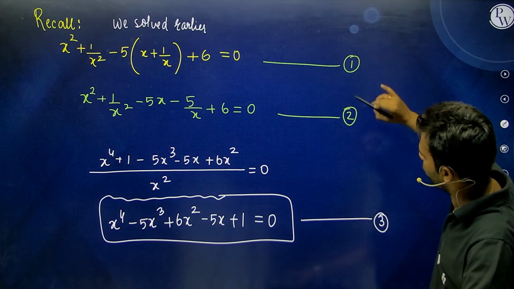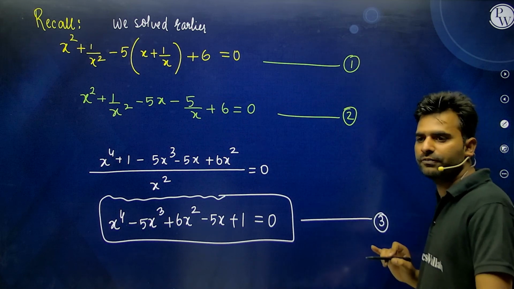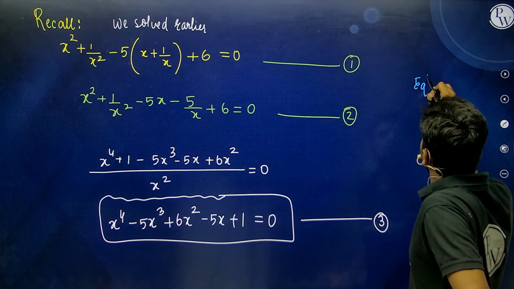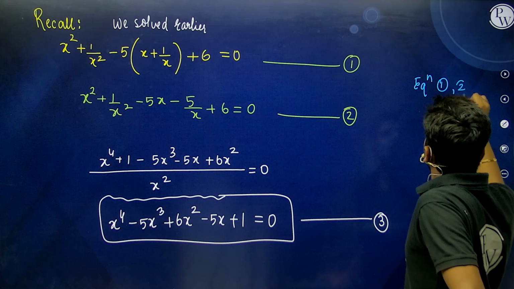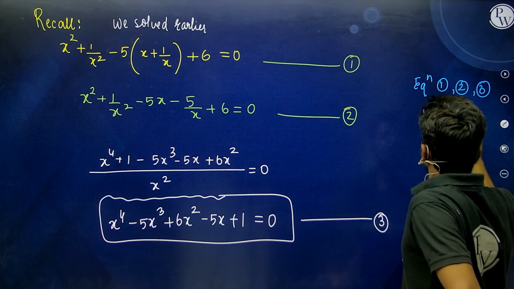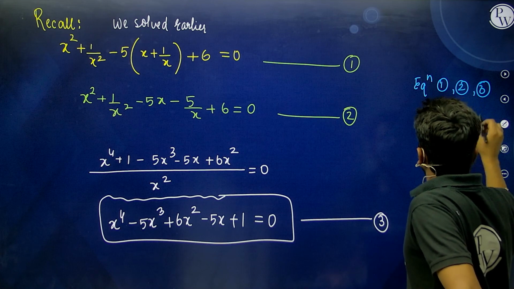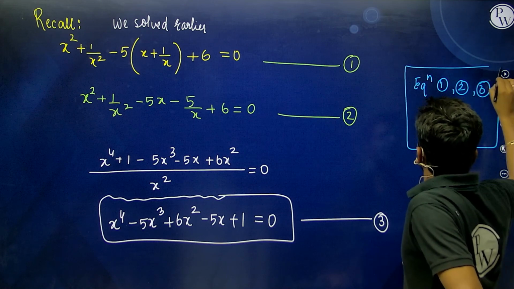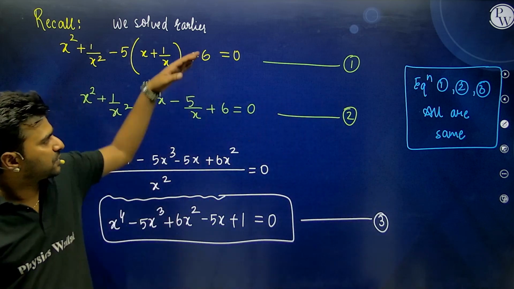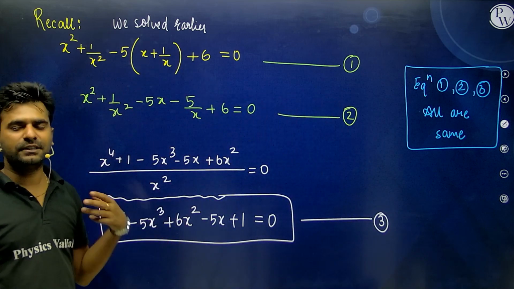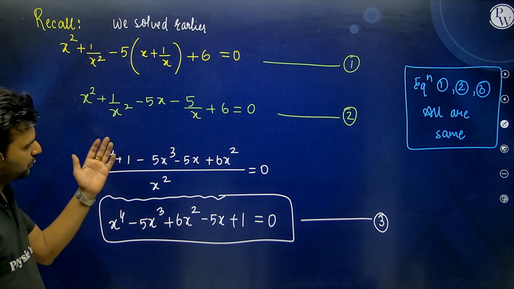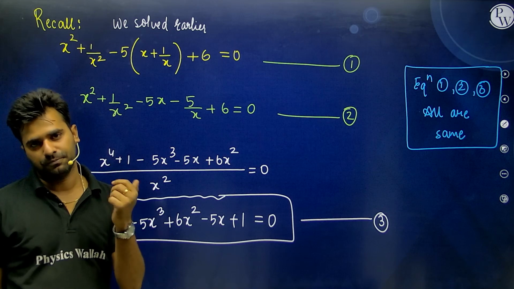Don't you think that equation 1, equation 2 and equation 3, all of them are same? Equation 1, 2 and 3 all are same. So if the equations are same, don't you think that their method of solving also needs to be same? If the equations are same only, then their method of solving should also be same, isn't it? Yes or no, everyone? Yes. So you have to feel this in the question.